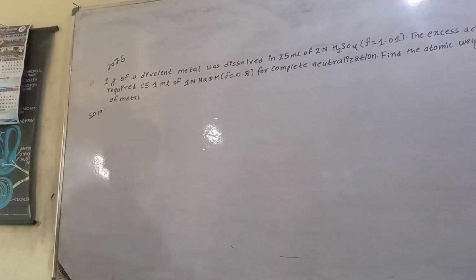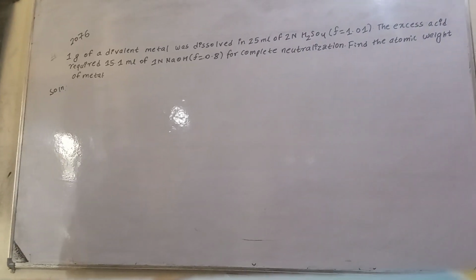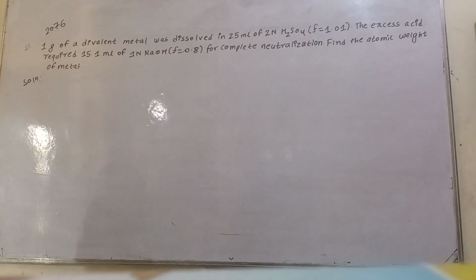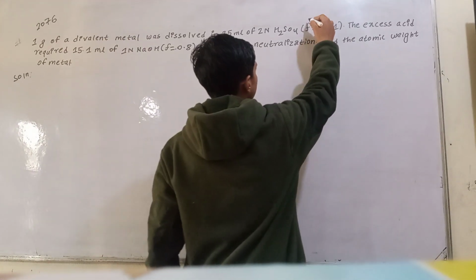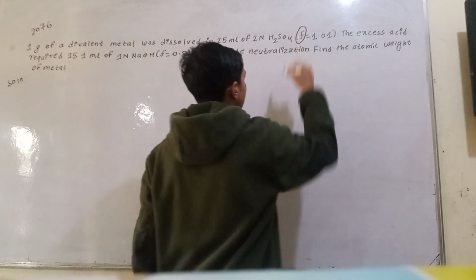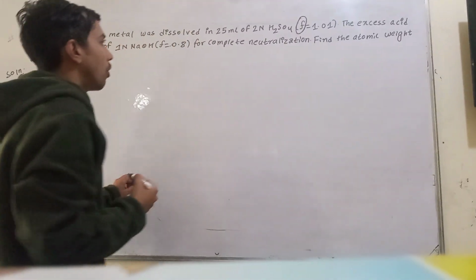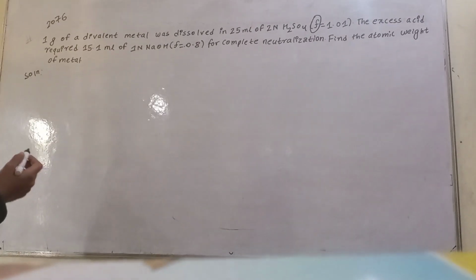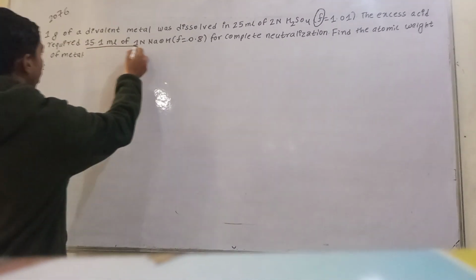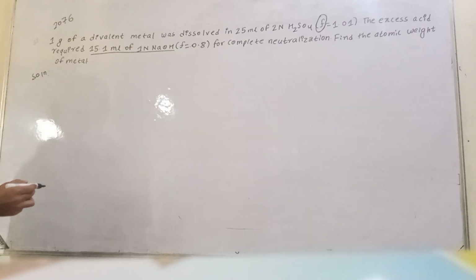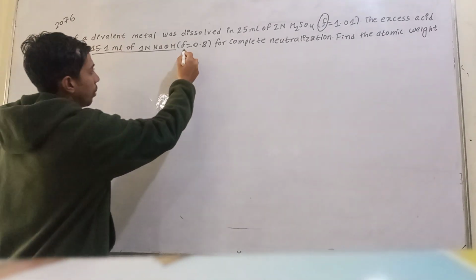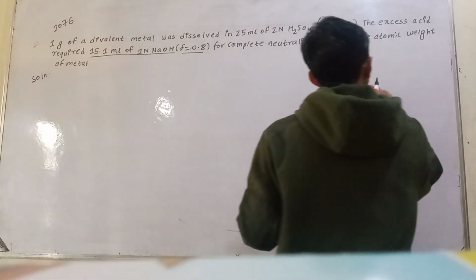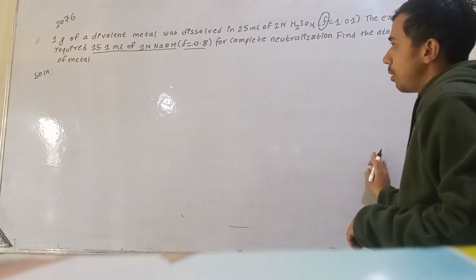1 gram of a divalent metal was dissolved in 25 ml of 2 normal H2SO4. This EF is the normality factor which needs to be multiplied in case of writing the normality, that equals 1.01. The excess acid required 15.1 ml of 1 normal NaOH, whose normality factor is also given, that is 0.8, for complete neutralization. Find the atomic weight of the metal.